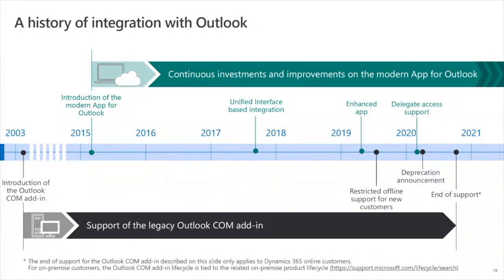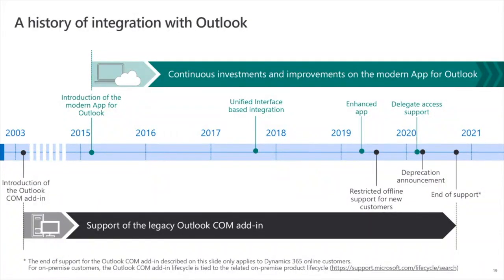And ever since its introduction in 2015, it got continuous investments from the product group and improvements, and it was translated to the unified interface in 2017. It got enhancements at the app level last year, and this year it got delegate access support. And we are continuing to improve the integration to really have optimal stability and lightweight performance for our customers.